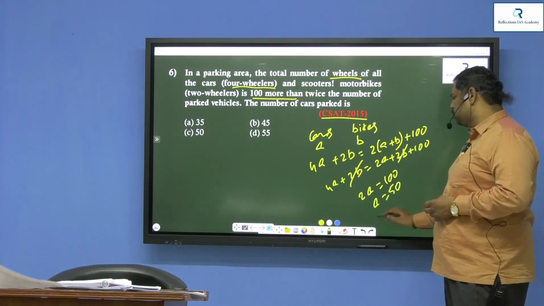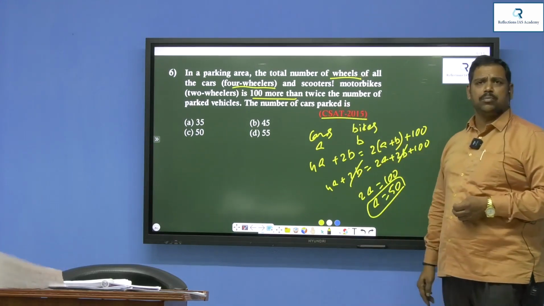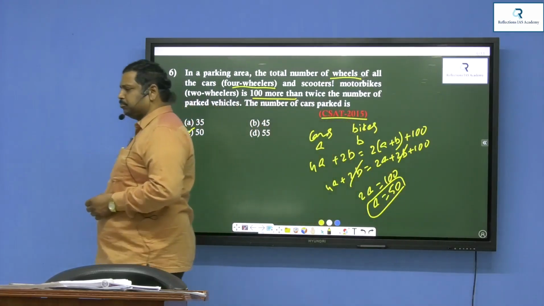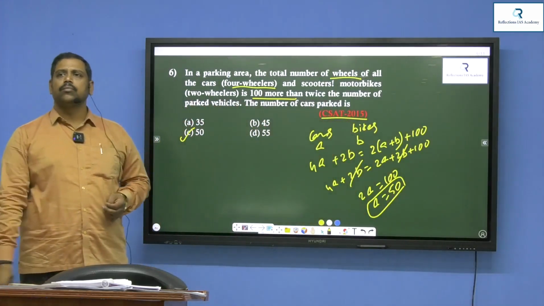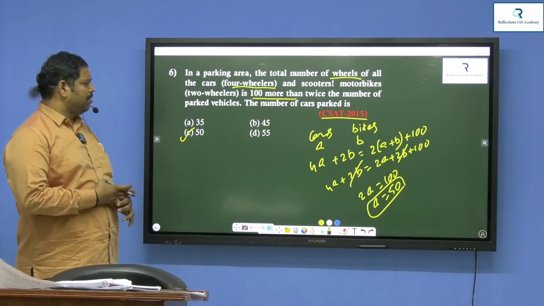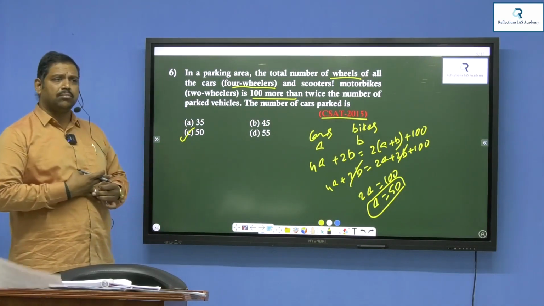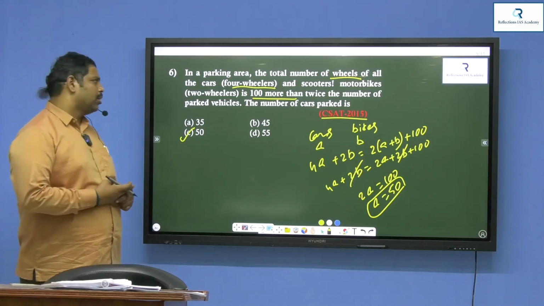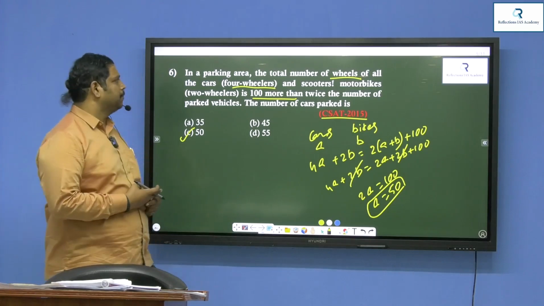50. Of course, you can go with the option verification. The number of cars is 50. C is the answer. Of course, option verification is not really possible here because you are unable to find the motorbikes. So you should go like this only, with the equation. 2015, this is the question.